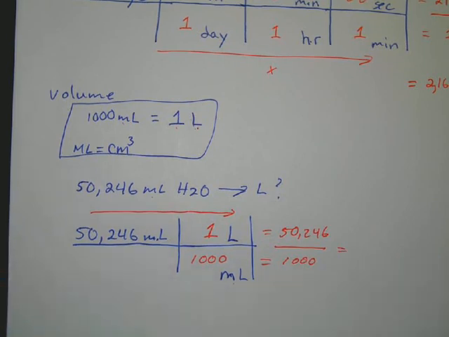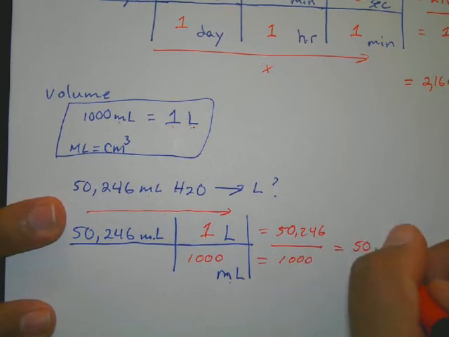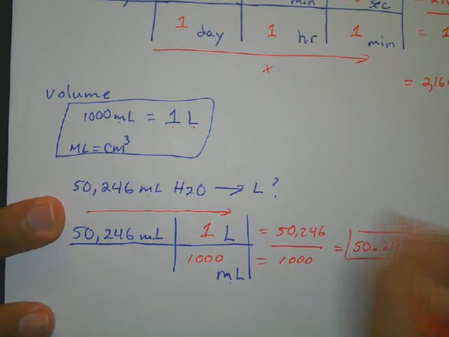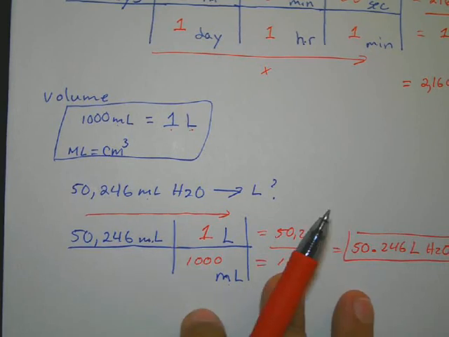Okay? So if I punch that into my calculator, I end up with 50.246 liters of water. And that would be your answer. So 50,246 milliliters is equal to 50.246 liters of water. Okay? This was a one-step problem.